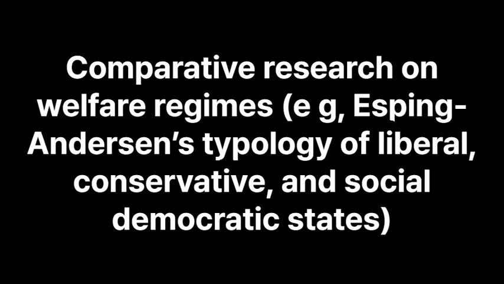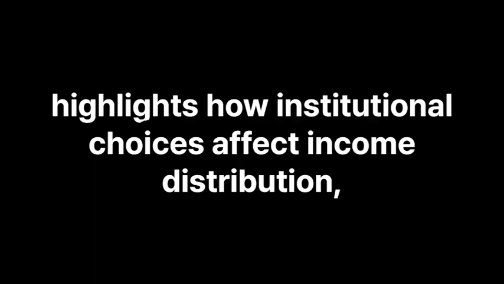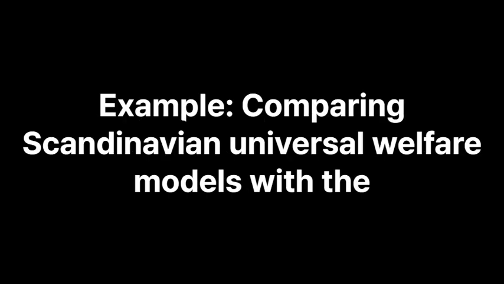5. Major themes and case applications. 5.1. Welfare states and inequality. Comparative research on welfare regimes. G. Esping-Andersen's typology of liberal, conservative, and social democratic states highlights how institutional choices affect income distribution, gender equity, and social mobility. Example: comparing Scandinavian universal welfare models with the market-driven approaches of the United States.